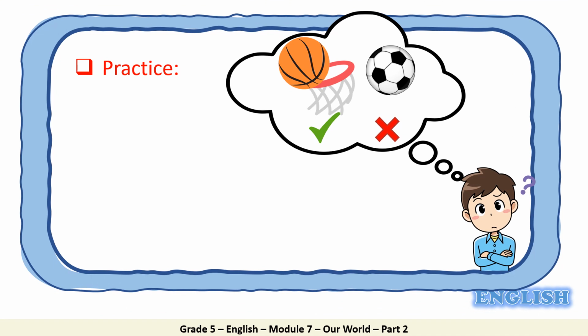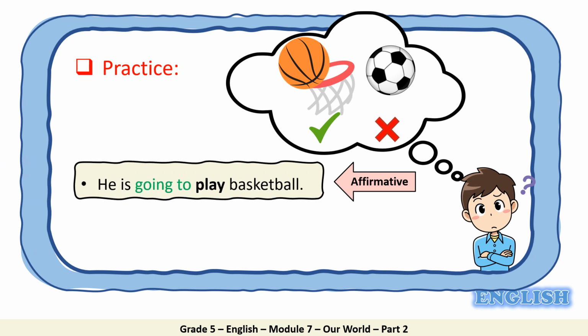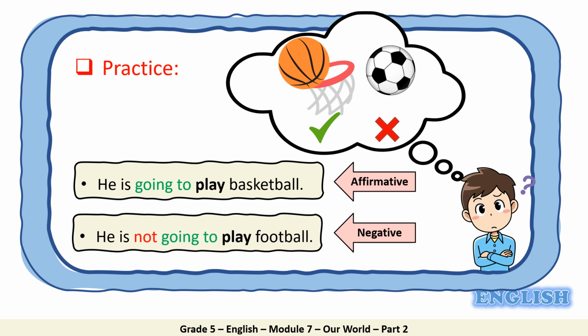Look at these two pictures and tell me what is the boy going to do and what is he not going to do. Use both forms, affirmative and negative. Okay, let's start with the affirmative form. What is the boy going to do? He is going to play basketball. Okay, now let's see the negative form. What is he not going to do? He is not going to play football.